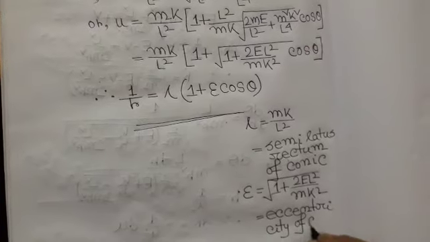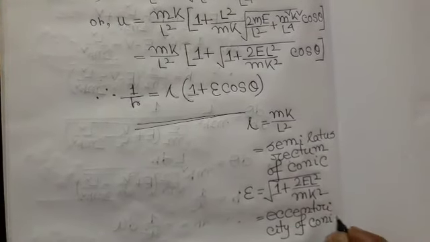Okay. So we derive the standard form of conic section equation, that is 1 by r equal to l into 1 plus epsilon cos theta. Okay, this is the standard form of conic section equation. So we have derived the conic section equation.